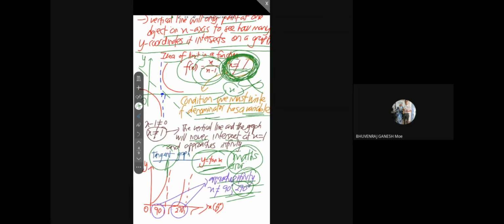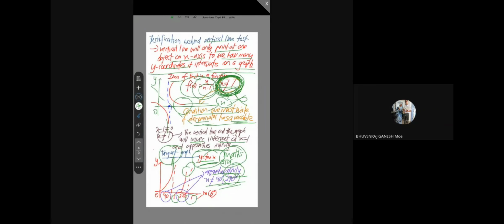Same with here, it won't touch. Here also it won't touch. And here also it doesn't touch. So kind of similar graphs like this. This one also will not touch the x-axis. It'll just continue. Same with here. So this is the idea of functions.